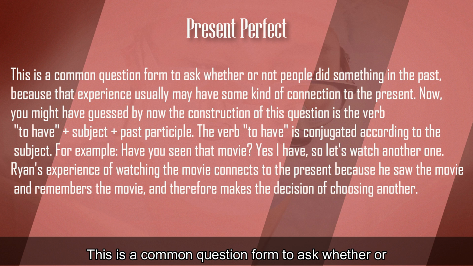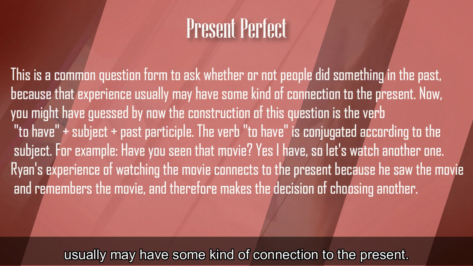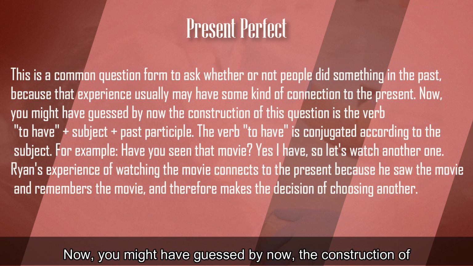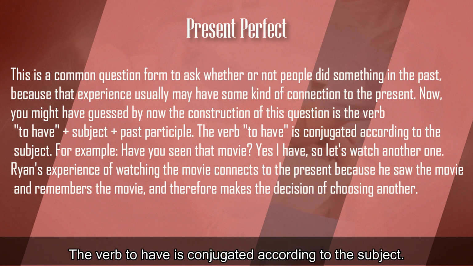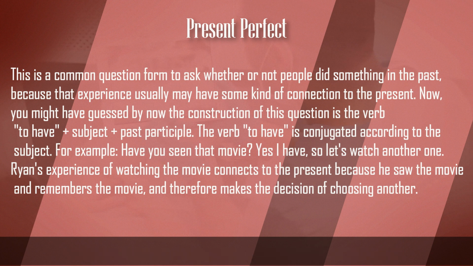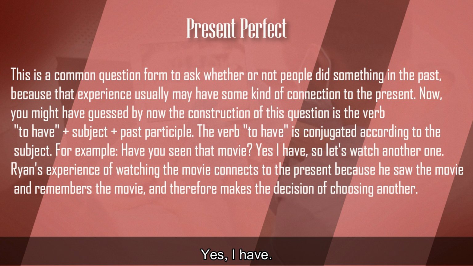This is a common question form to ask whether or not people did something in the past, because that experience usually may have some kind of connection to the present. Now, you might have guessed by now the construction of this question is the verb to have plus subject plus past participle. The verb to have is conjugated according to the subject. For example, Have you seen that movie? Yes, I have. So let's watch another one.